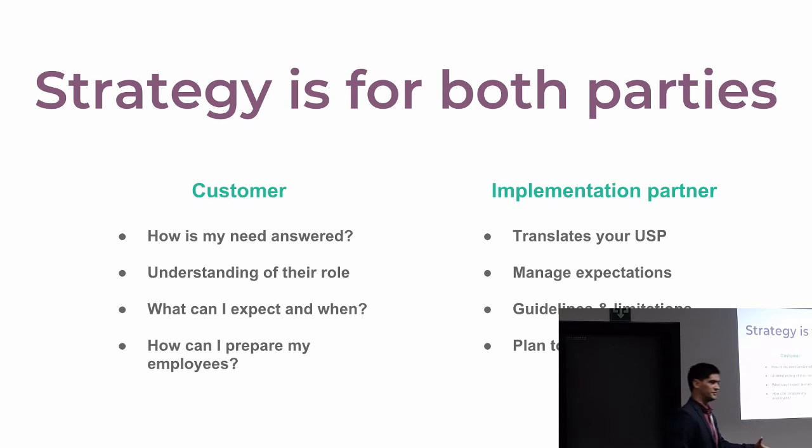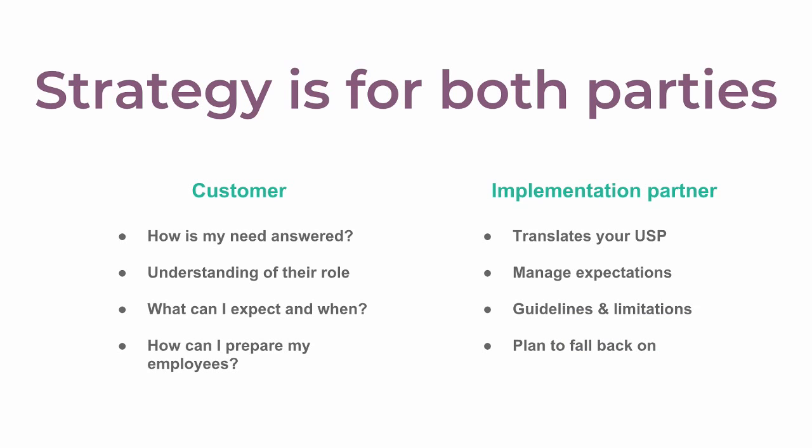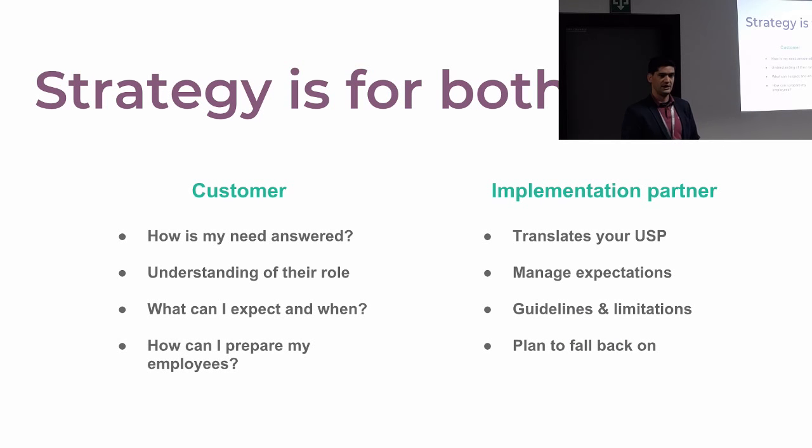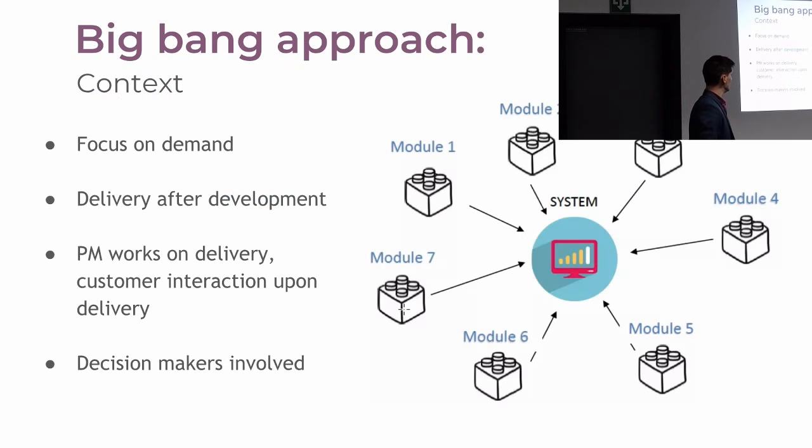Guidelines and limitations for features that need to be presented, or when a solution can be delivered. And of course, a plan to fall back on. If the customer is drifting away with his requirements, or when the implementation partner goes in a certain direction to deliver a new feature, the customer or the partner can then say, okay, let's go back to the point where we discussed that we wanted to be today, and where do we stand in reality. And that is very important for both parties to see, okay, are we going in the direction that, as from the start, we discussed that we wanted to go to.